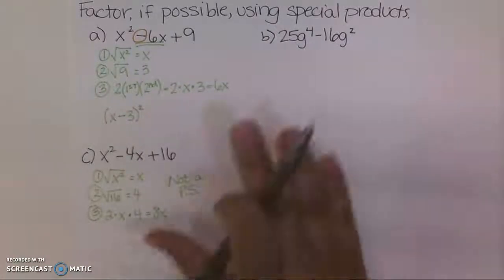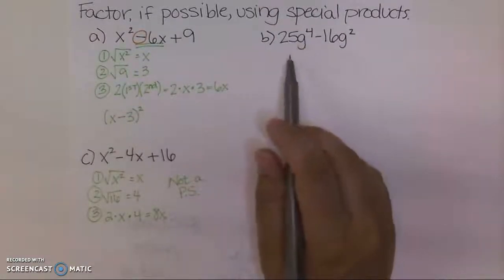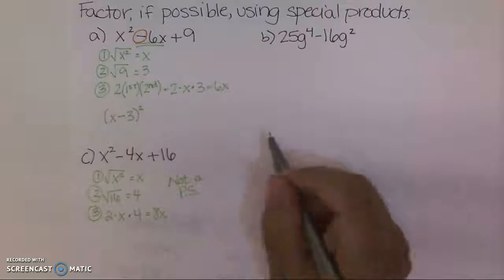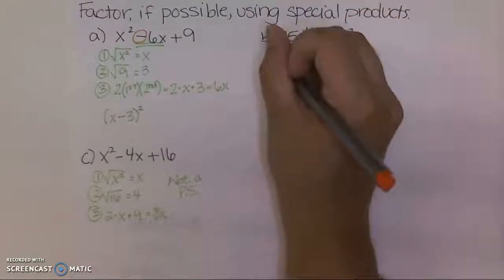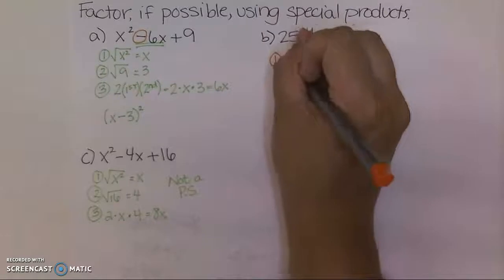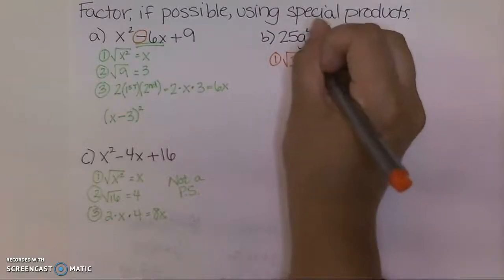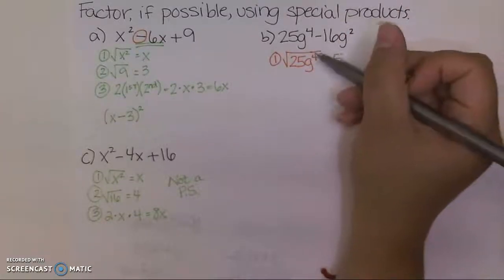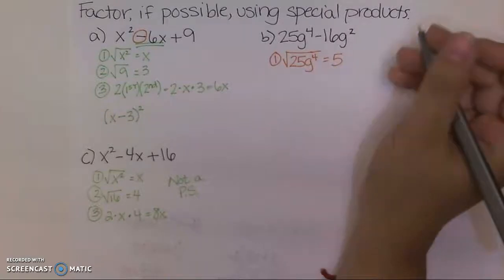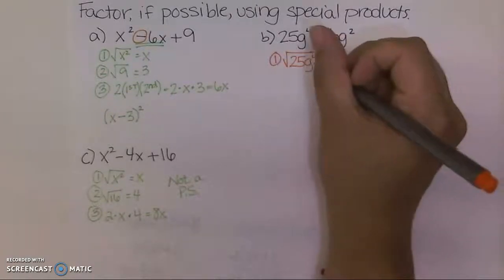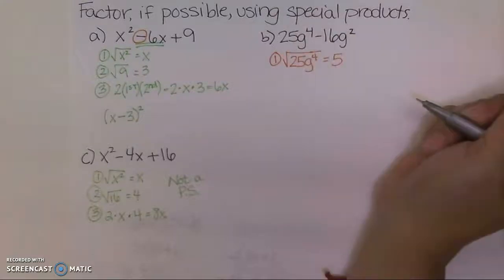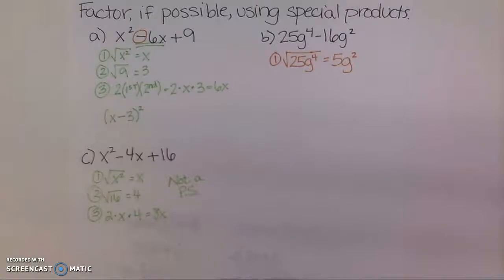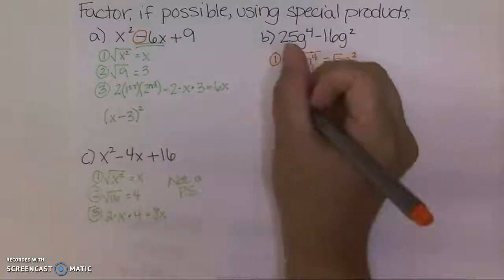Okay, so let's go back up to B. So B is a binomial. Anytime you see a binomial that's two perfect squares separated by a minus, it could potentially be a difference of squares. So to figure this out, we're going to have to take the square root of the first term, 25g to the 4th. So the square root of 25 we know is 5. The square root of g to the 4th. So any power that is even we can take a square root of. And it's just the number divided by 2. So the exponent divided by 2 is 2. So the square root of 25g to the 4th is 5g squared.